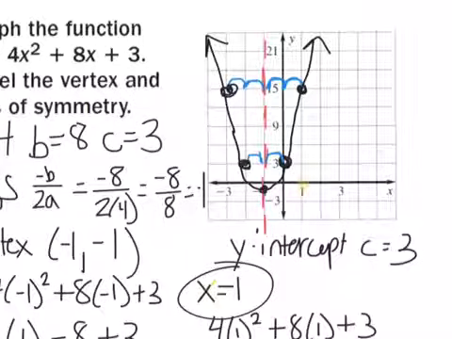And that's graphing a quadratic with that b term, that middle term. Find your axis of symmetry, use that to find the y-coordinate for your vertex, graph your y-intercept, and find one other point.